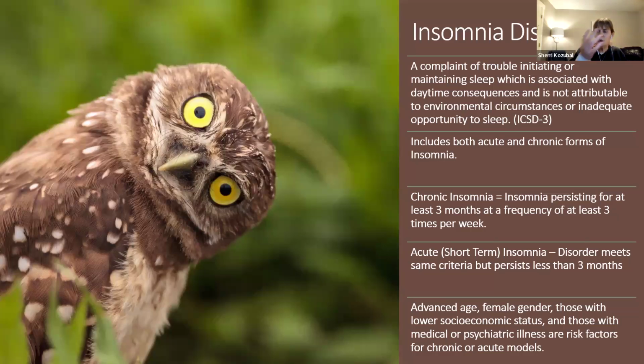The first one, insomnia disorder, is probably the most common one that people know of out there. It can be one or both of a complaint of either trouble starting or getting to sleep, or maintaining sleep. And it has to be also associated with daytime consequences and not attributable to people sabotaging themselves with a poor sleep environment or not going to bed when they're supposed to. This disorder includes both acute and chronic forms. For chronic, the insomnia has to persist for at least 3 months and at a frequency of at least 3 times a week. Acute is just when the persistence is less than 3 months.